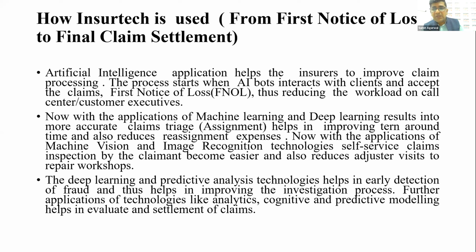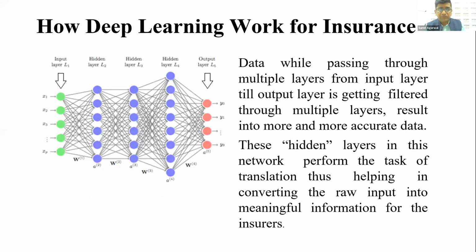for the company. Now, with the application of machine vision and image recognition technologies, self-service claims inspections by the claimants become easier and also reduce the adjuster visits to the repair workshops. Now, deep learning and predictive analysis technologies help in the early detection of fraud and thus help in improving the investigation process. Further application of these technologies like analytics, cognitive and predictive modeling also helps in the evaluation and the settlement of claims. So these are the various technologies which are used in insurtech for the settlement of claims.